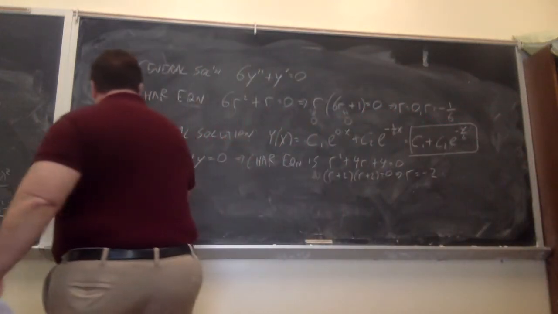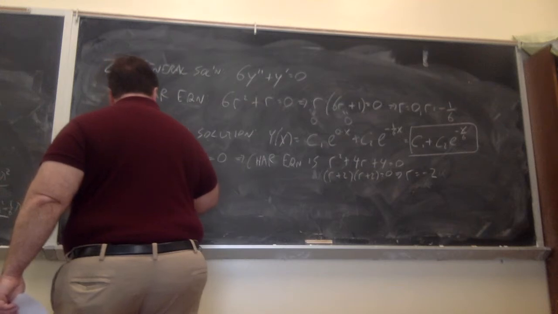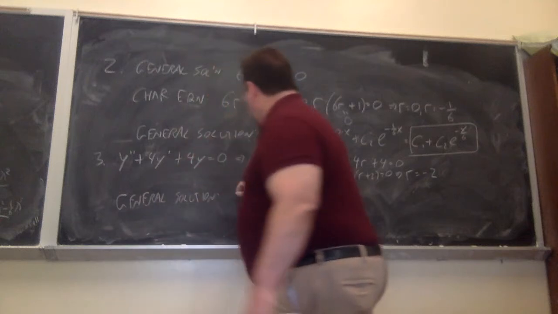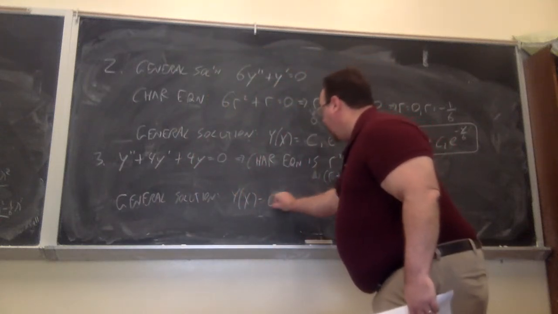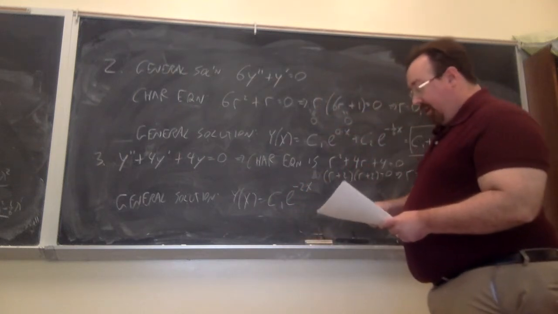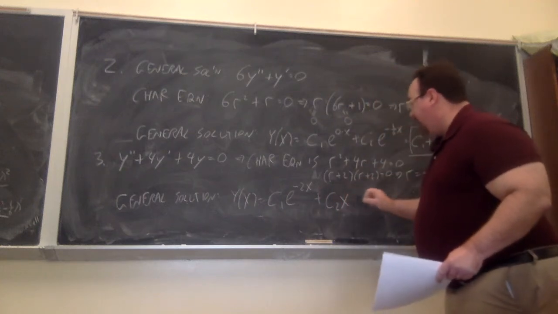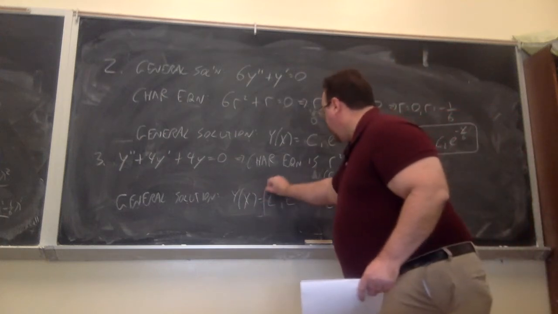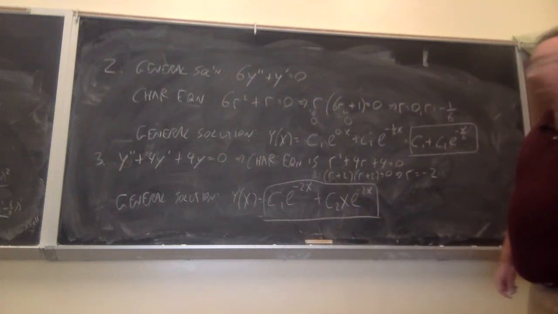So the general solution will be y of x is equal to a constant times e to the minus 2x plus another constant times x, don't forget the x when it's a repeated root, and then you have e to the minus 2x. So that is your final answer in this case.